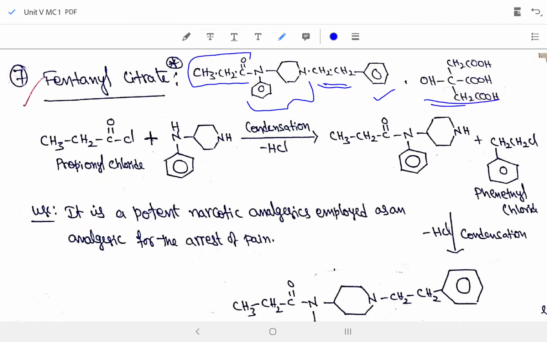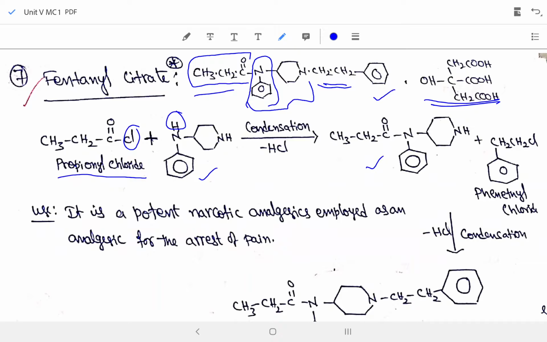Citrate is the salt form. This is the citrate. Let us see the synthesis of fentanyl citrate. If you observe, propionyl chloride is similar to this side chain, propionate, and this part is being attached. This chloride will go as hydrochloride, and it is a condensation process, and you will get our intermediate here.